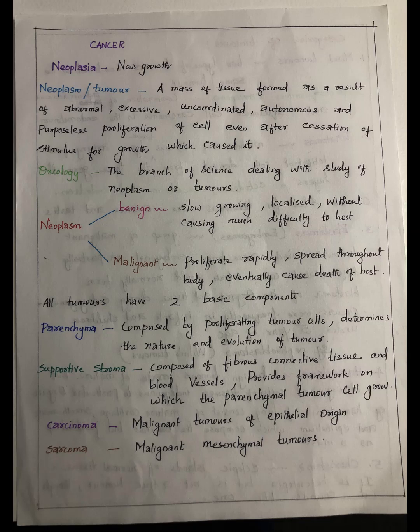Malignant tumors of epithelial origin, that are the layers of body tissues in glands, are termed as carcinoma. Sarcoma is malignant tumors of mesenchymal origin that are undifferentiated cells in connective tissues, blood, lymphatics, cartilage and bones.